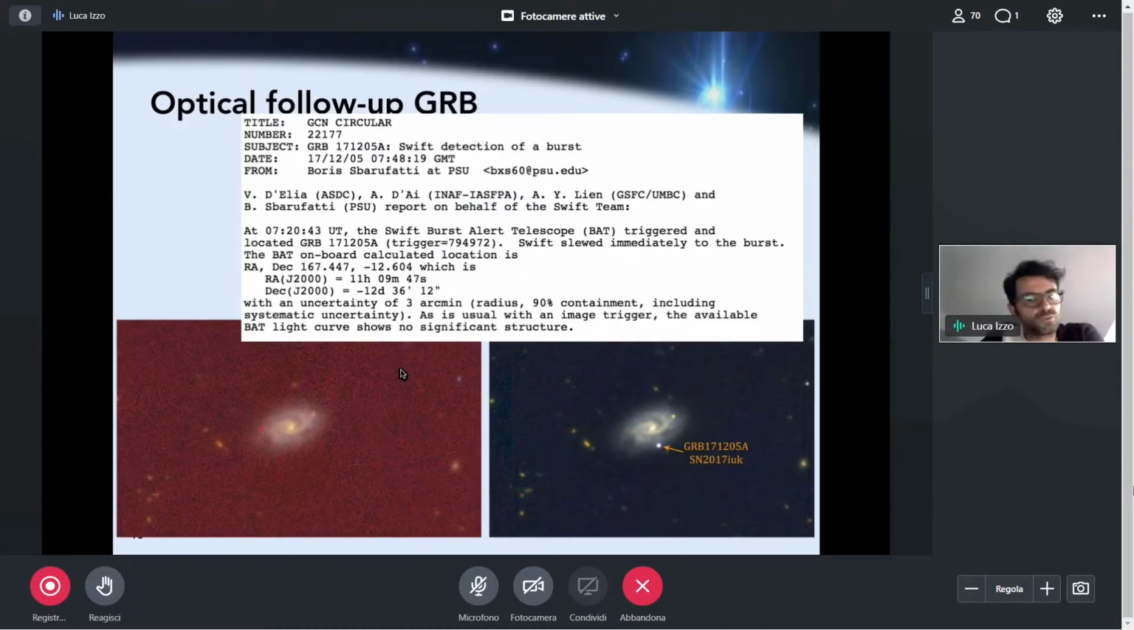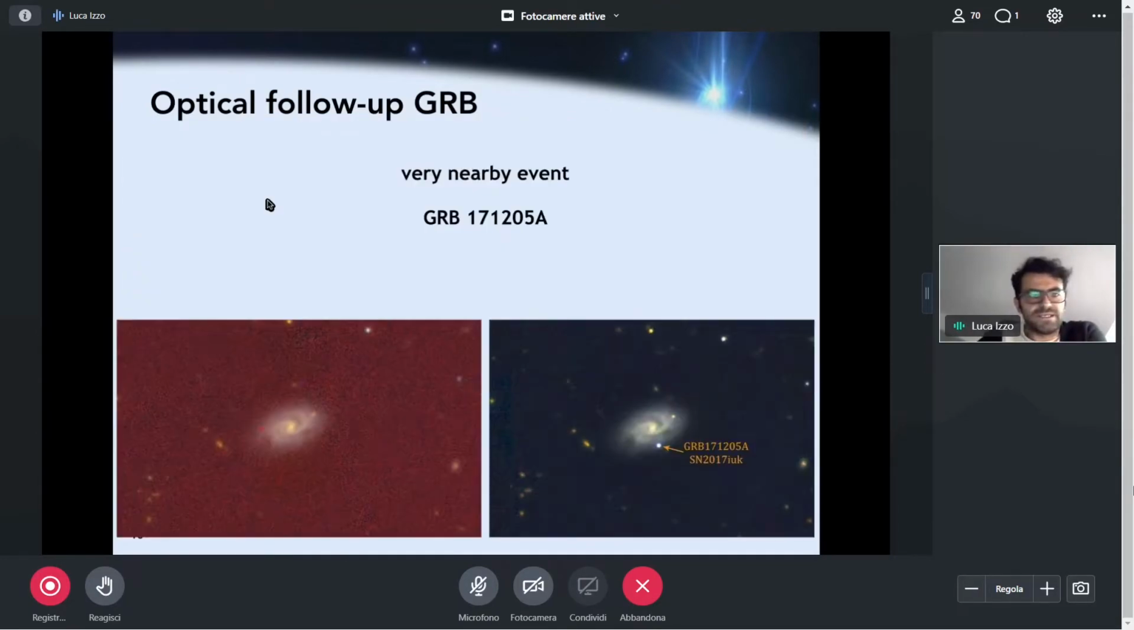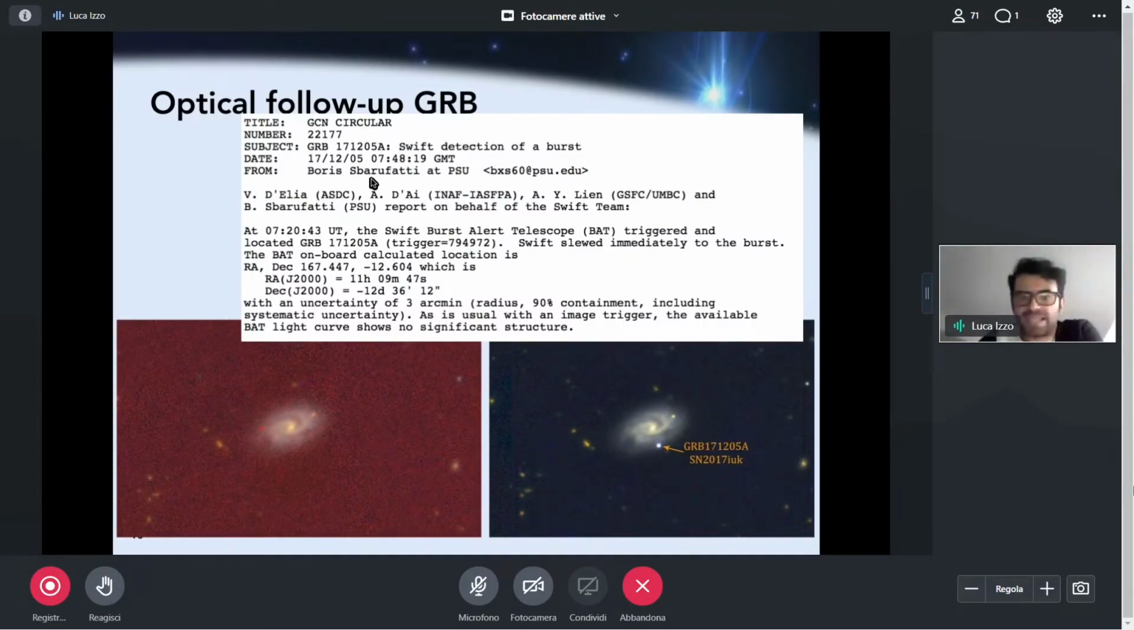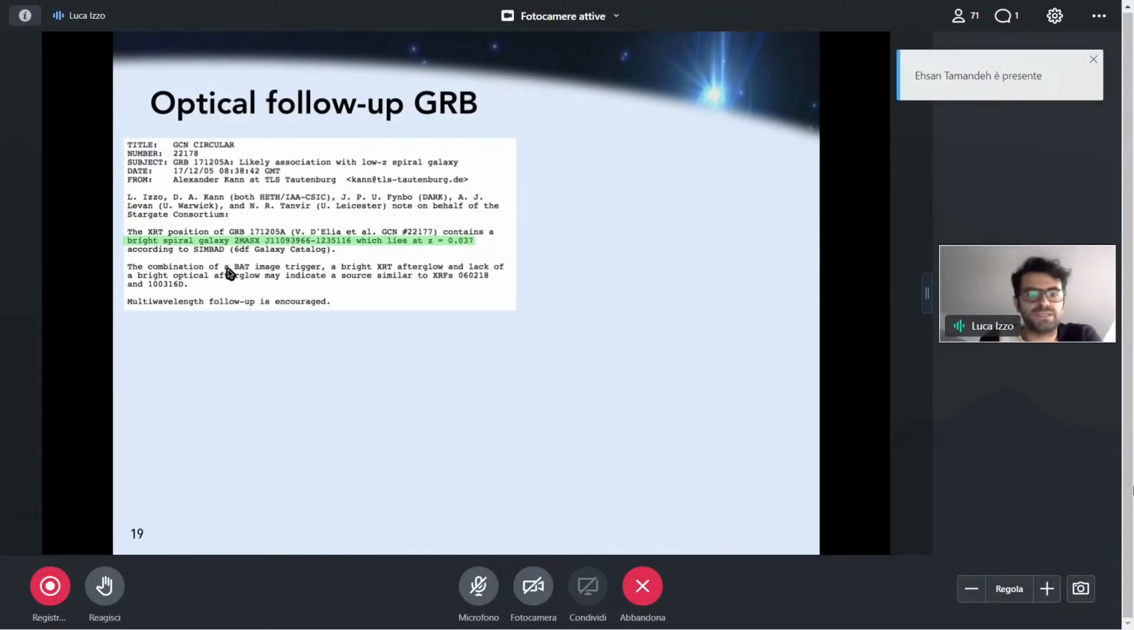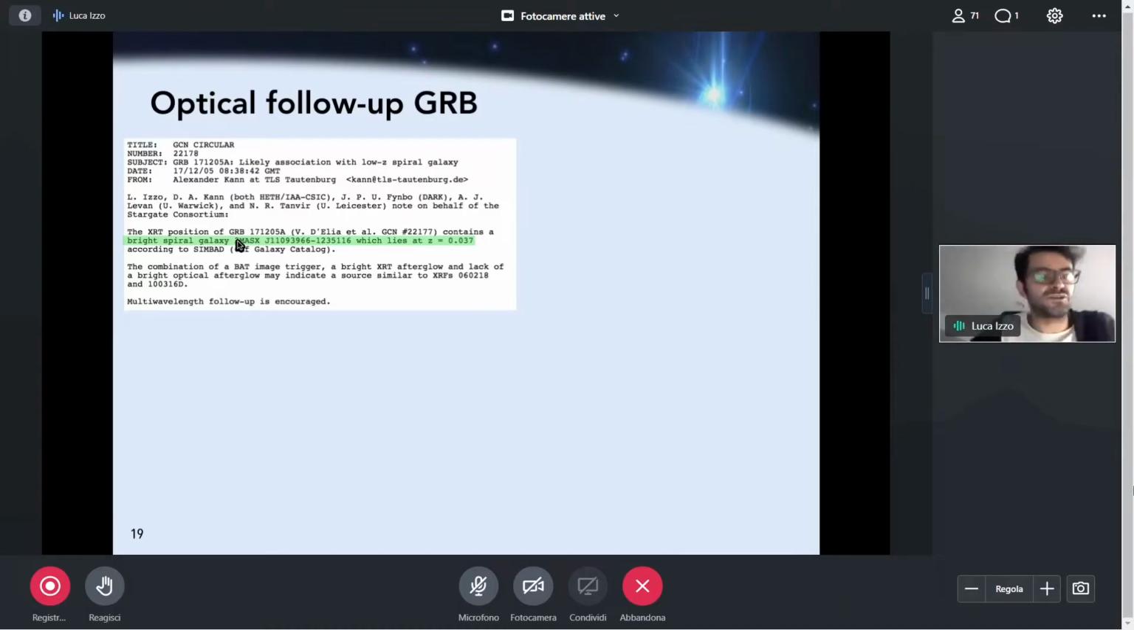So in the case of 171205A, the third GRB closest to the Earth, this GRB was detected on the 5th of December 2017 at 7:20 UT, and we immediately sent a GCN because we have found a bright spiral galaxy coincident with the position transmitted by the Swift detector. And we submitted the circular almost 1 hour after the GRB detection.